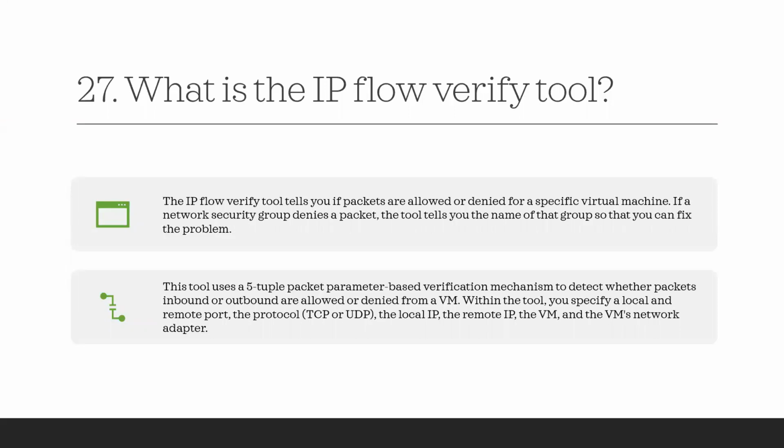What is the IP Flow Verify tool? IP Flow Verify checks if a packet is allowed or denied to or from a virtual machine. The information consists of direction, protocol, local IP, remote IP, local port, and remote port. If the packet is denied by a security group, the name of the rule that denied the packet is returned. While any source or destination IP can be chosen, IP Flow Verify helps administrators quickly diagnose connectivity issues from or to the internet and from or to the on-premises environment.